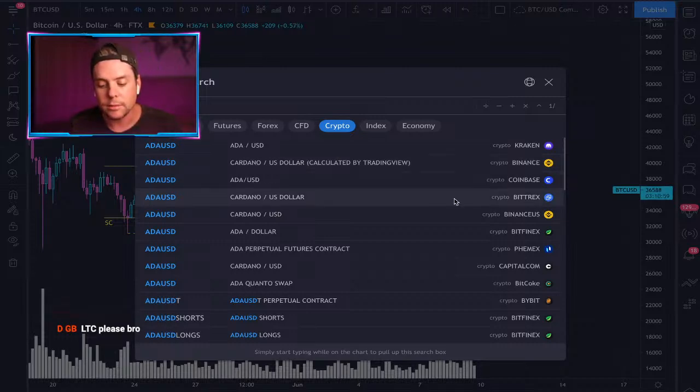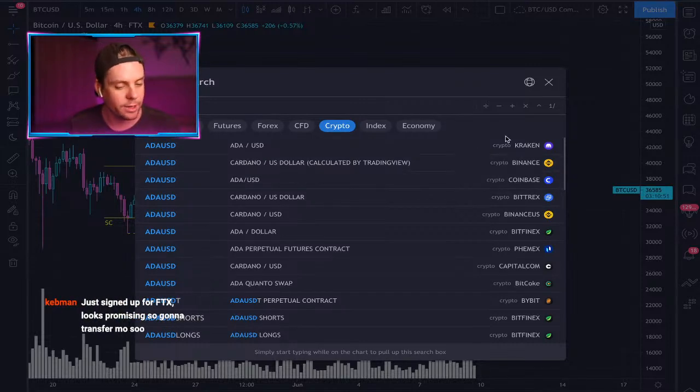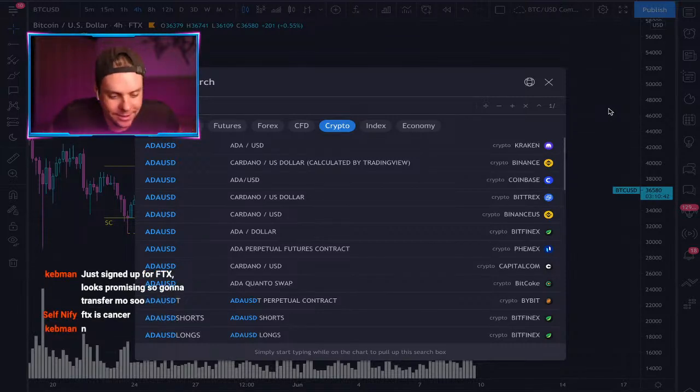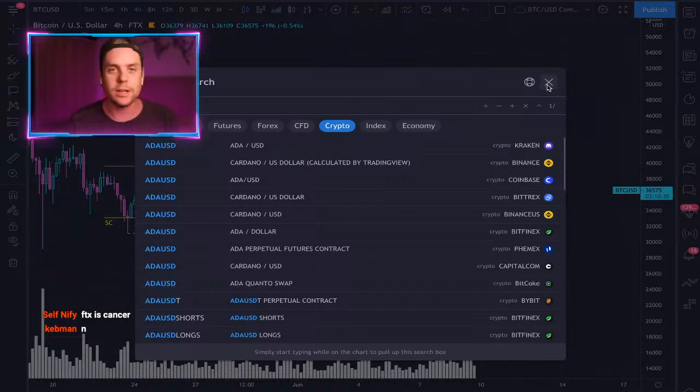Already have a Binance account. Yeah, we'll get you sorted. We'll get you on the FTX account. If you want to keep your shitty Binance account, go for it. But I'm telling you, FTX is way better. FTX is cancer? What are you talking about? How on earth do you feel that? That's ridiculous. FTX is dope. It's the best exchange in crypto. And that is not a paid endorsement. I don't know what your problem is, man.